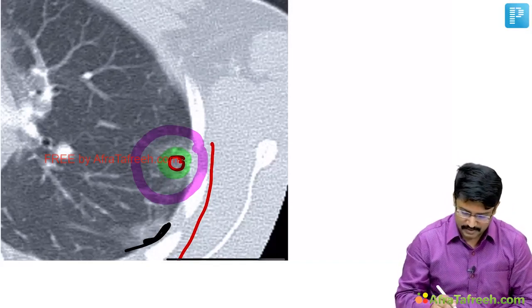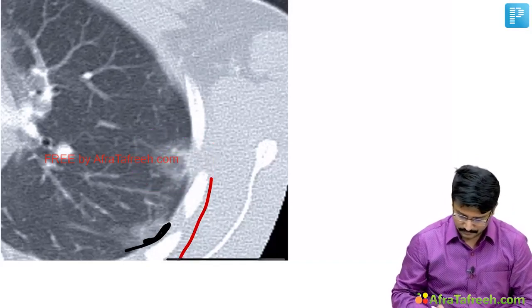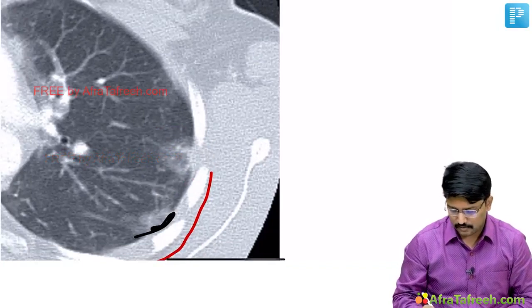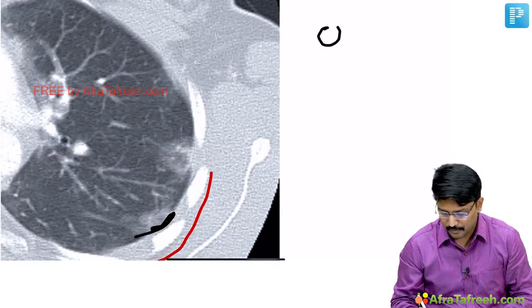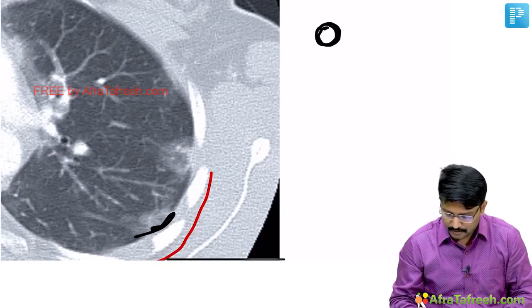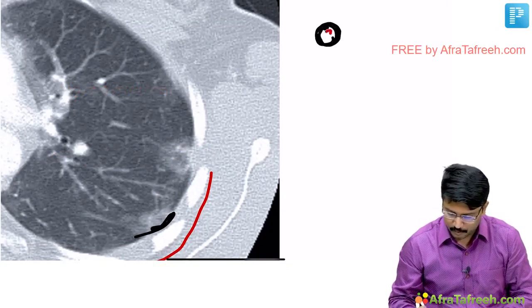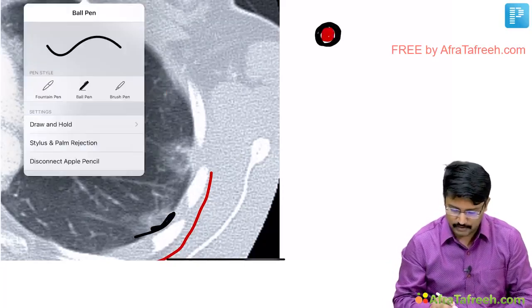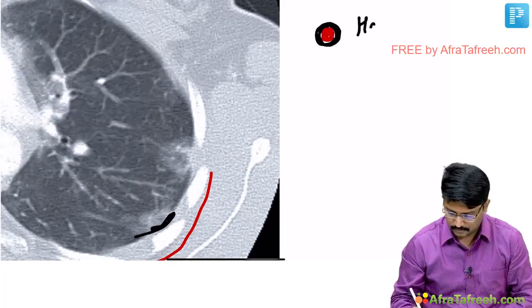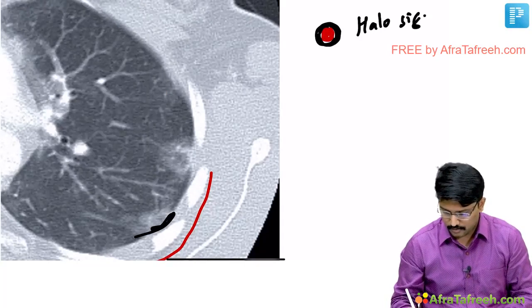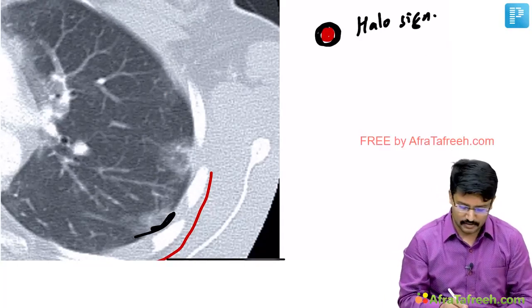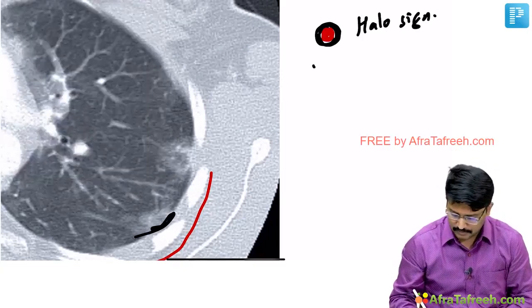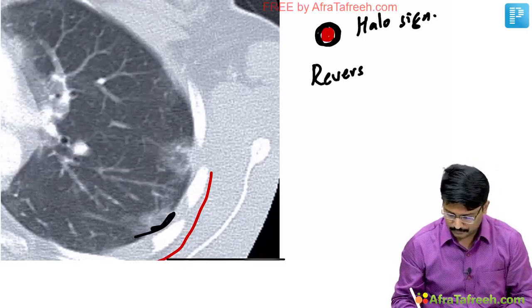Normally, whenever we say halo sign, like as we see in invasive aspergillosis or other fungal infection, there is peripheral dark halo and central opacity. That is a typical halo sign. But here what is happening? There is a crescentic opacity and center is relatively rarefied, and that is what we call the reversed halo sign.